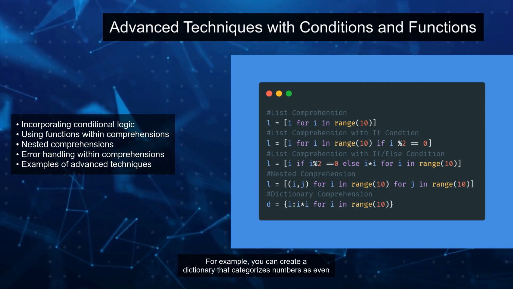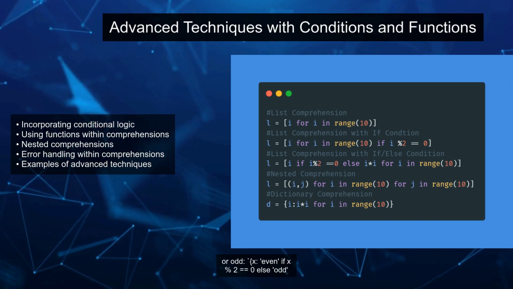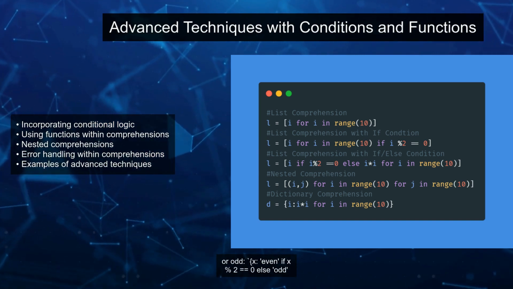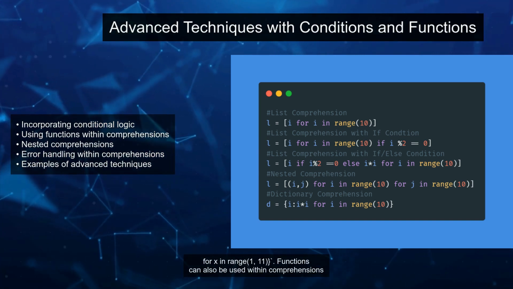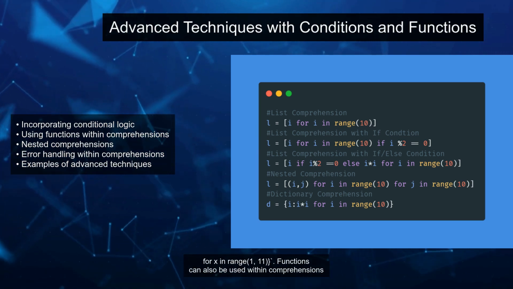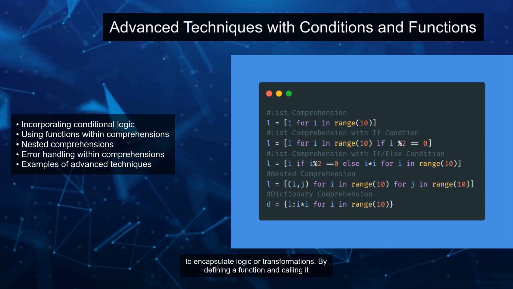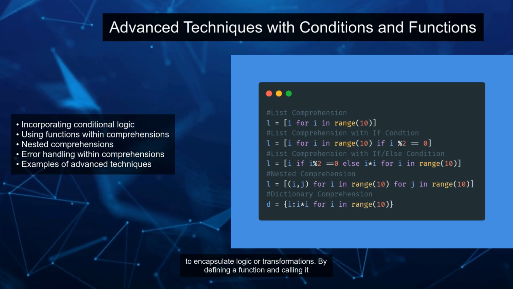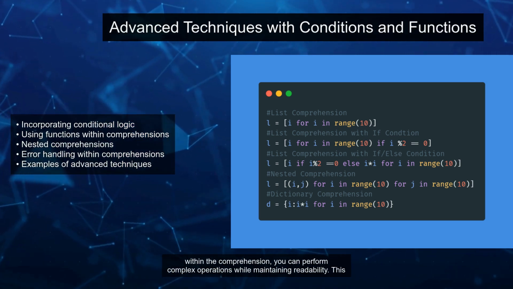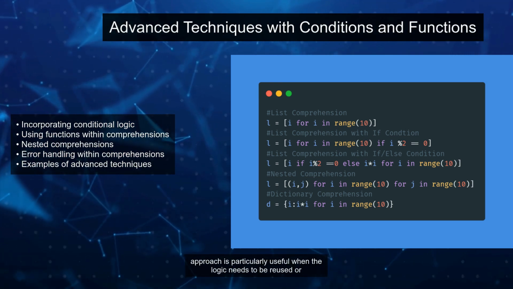For example, you can create a dictionary that categorizes numbers as even or odd: {x: 'even' if x % 2 == 0 else 'odd' for x in range(1, 11)}. Functions can also be used within comprehensions to encapsulate logic or transformations. By defining a function and calling it within the comprehension, you can perform complex operations while maintaining readability.